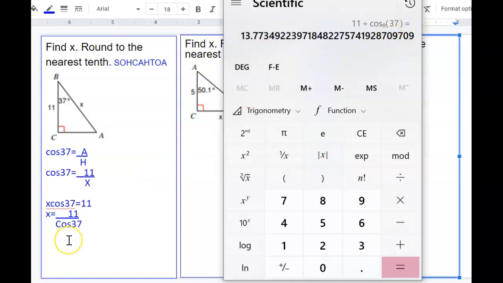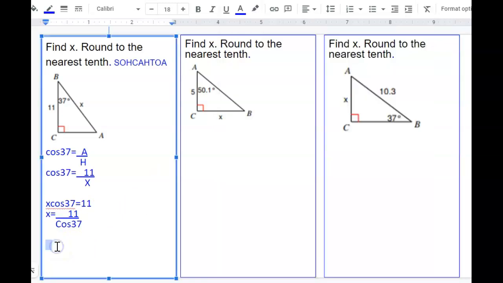All right, so we have 13.77, but to round to the nearest tenth, the tenth position is this 7. Check the next digit. It's 7, so we're going to round up. We add 1, so it's 13.8. So we have x equals 13.8. Now let's look at the next example.